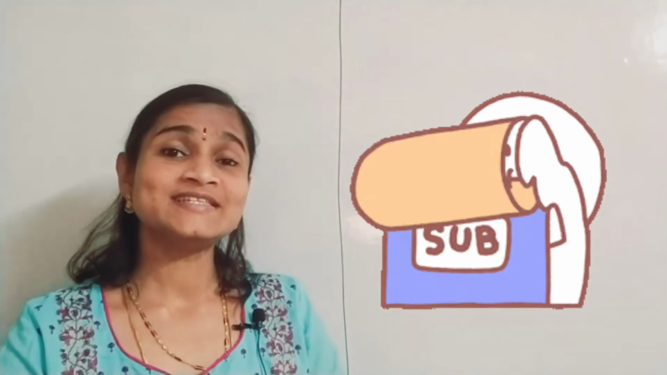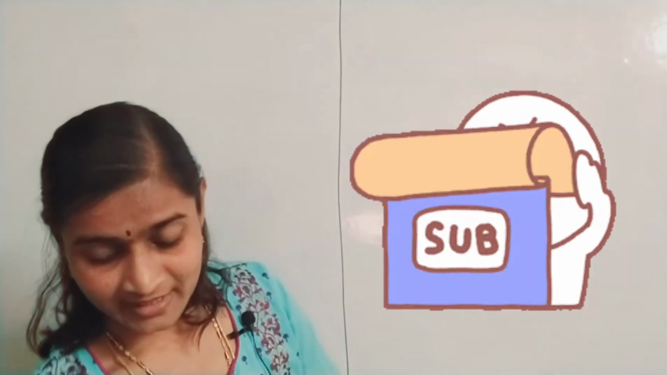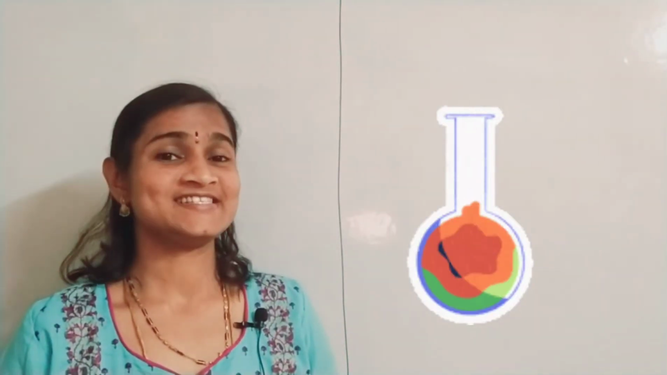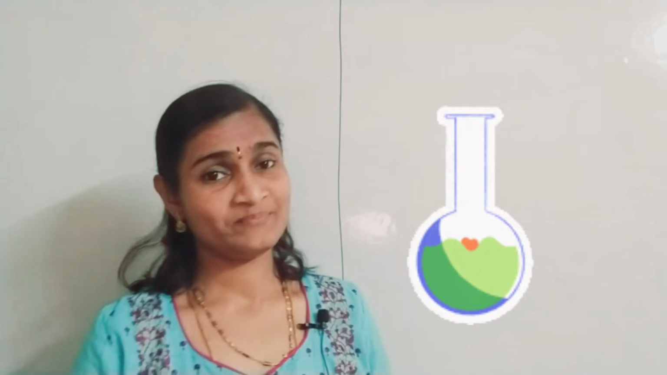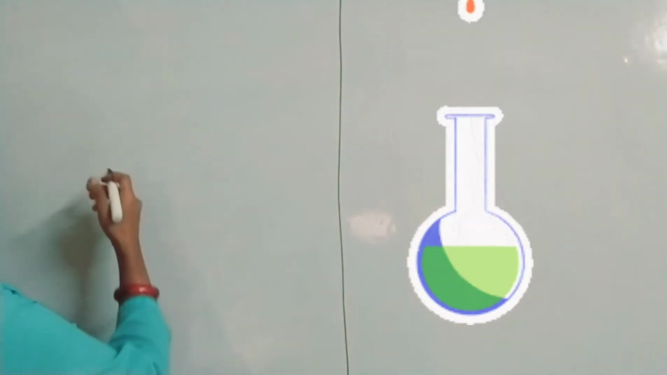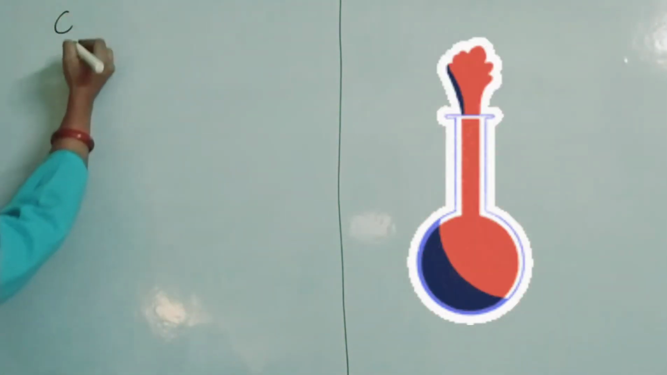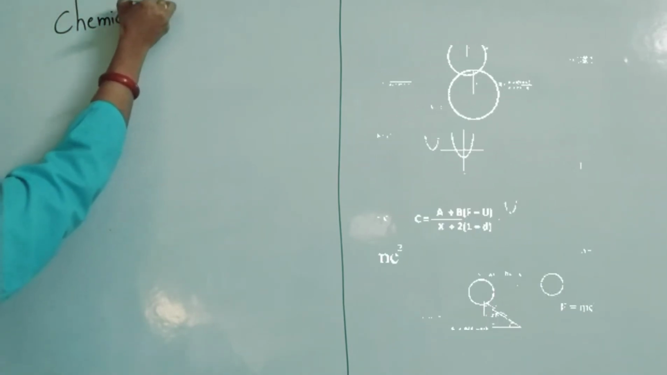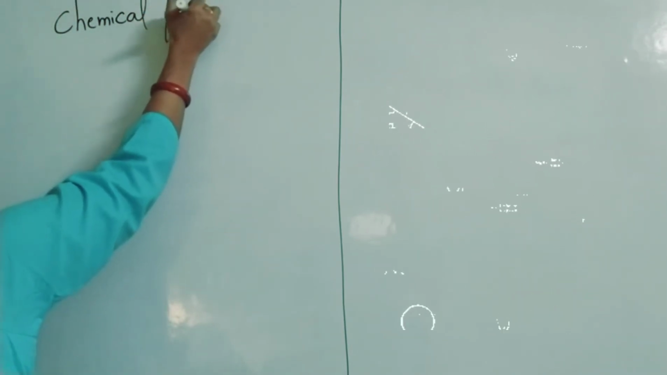So let us learn today's topic. Let us go into our topic. What is the topic for today? Yes, chemical formula. How to write the chemical formula of a given compound. So that is the topic for today. Chemical formula of a compound.